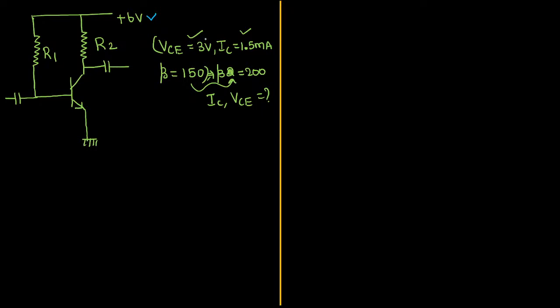Now what they did simply, just they did the reverse process. Collector to emitter voltage is given and collector current is given, but the R1 R2 data is not given.